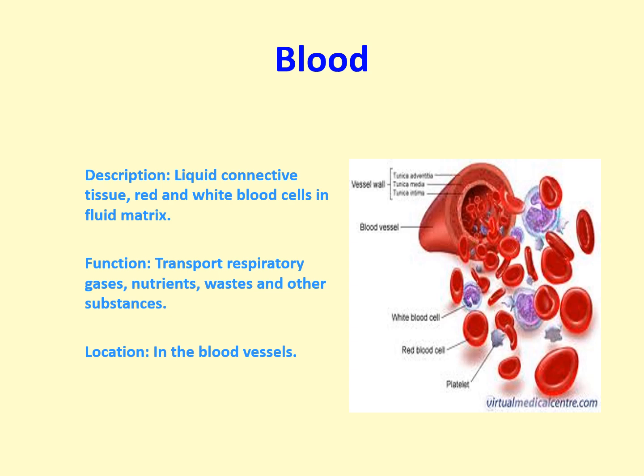The next connective tissue example is blood. It is a liquid in nature, we all know. So it is an example of liquid connective tissue. And in blood, various cells are there like red blood cells and white blood cells, and obviously their fluid matrix. So the function of blood is to transport respiratory gases, nutrients, and to remove waste and other substances. And it is found in our blood vessels.